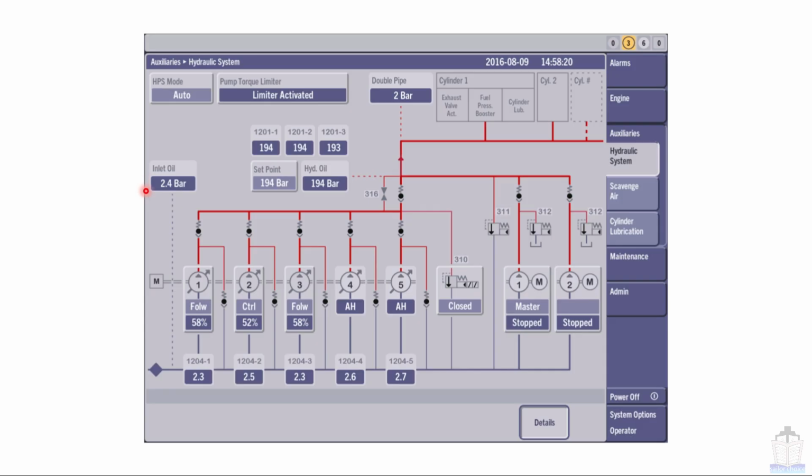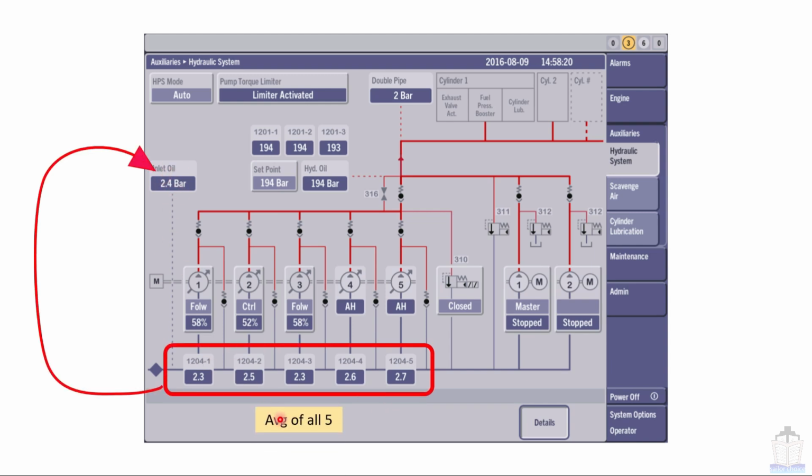Now one question is, in the case of 5 pumps, how is this reading generated? Is that average of 3 or is that average of all 5? For your knowledge, this is the average of all 5, not average of only 3.